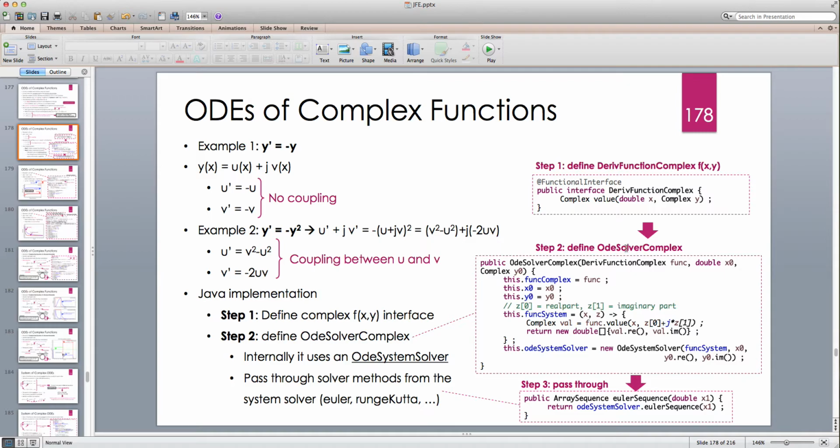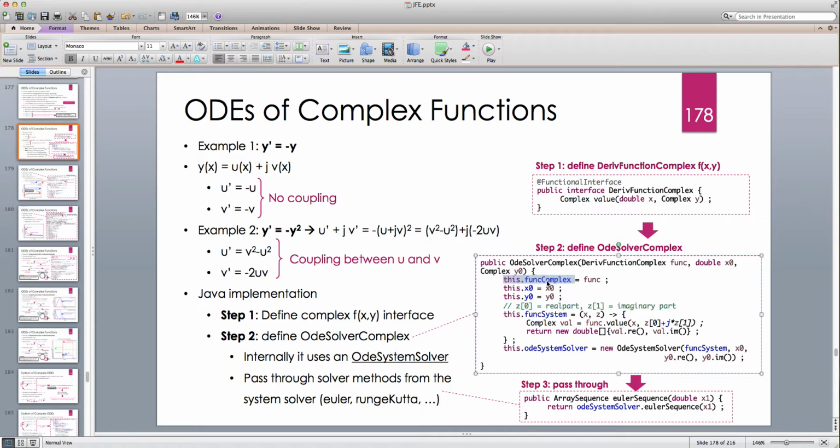Then we define our ODE solver complex class. This solves an ODE equation, y prime equals f of x and y, where y is complex. We pass in our f of x and y, which is complex. We pass in our initial value for x, and we pass our complex initial value for y. Now all we have to do internally is to define an ODE system solver and a derive n function. Remember, the derive n function was used for solving a system of real valued ODEs.